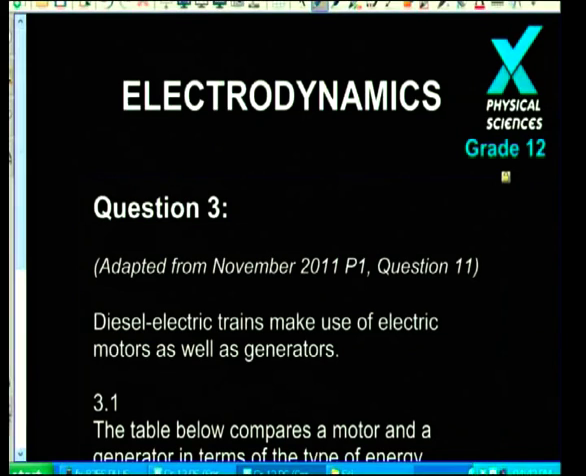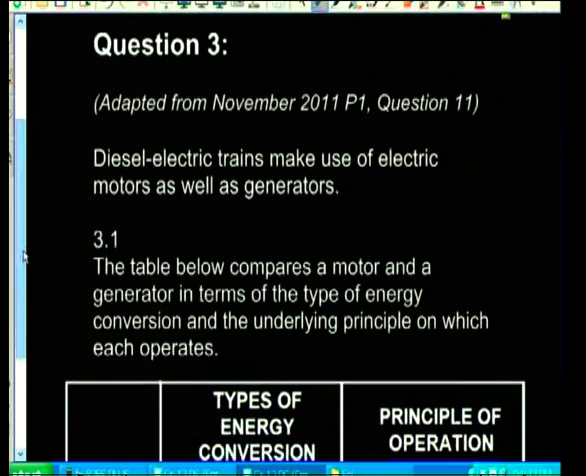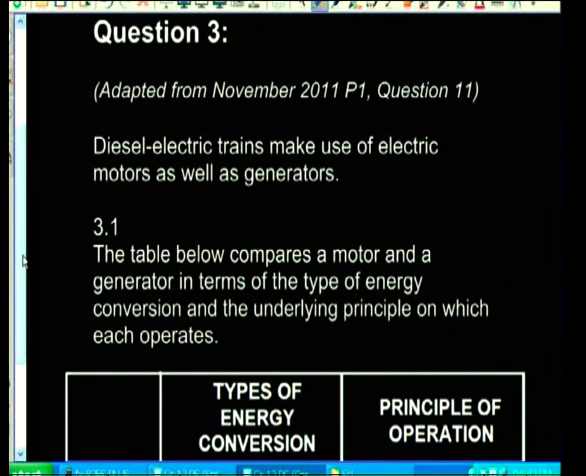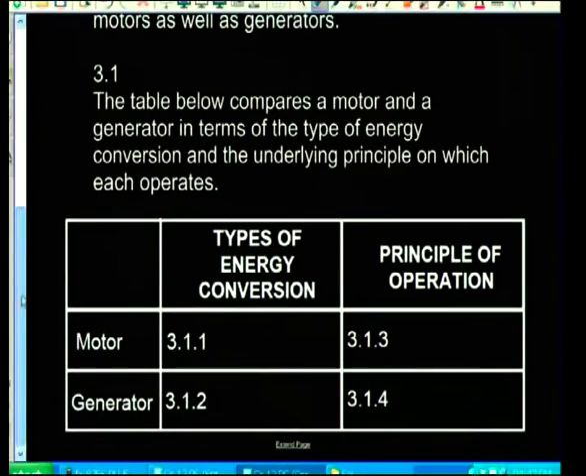Okay, now we've got another question. This is actually a really nice one. It says to us, diesel electric trains make use of electric motors as well as generators, so they use both. The table compares a motor and a generator in terms of the type of energy conversion and the underlying principle on which each operates. So, now I've got a very small space, but we've spoken about this already today.